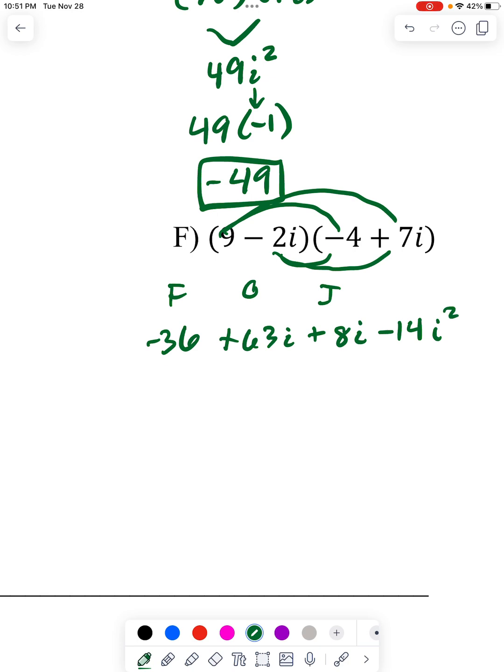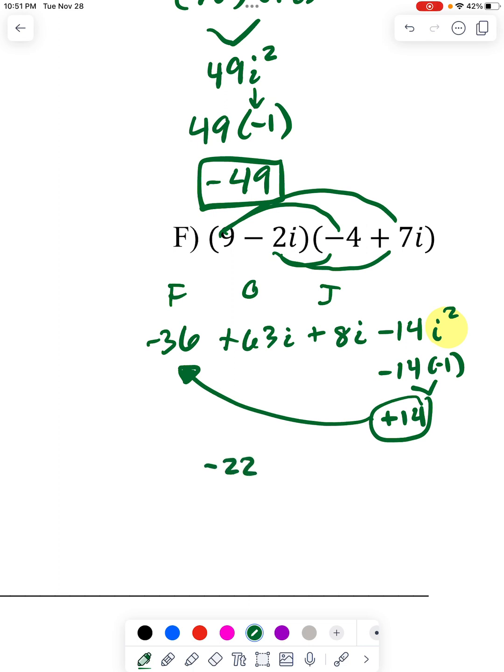But i times i is i squared. As soon as you see that i squared, you think, okay, I can't leave that in my answer. Because it's like having a -1 gets multiplied by the -14 and becomes a +14. That +14 is now just a part of the real numbers. So I can put it together with my other real number of -36, and I'll get -22. And then here, because these are both i's, just like with x's, 63x plus 8x would go together. 63i plus 8i goes together and becomes 71i.